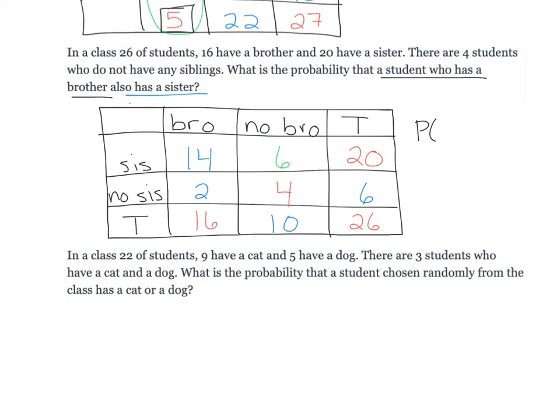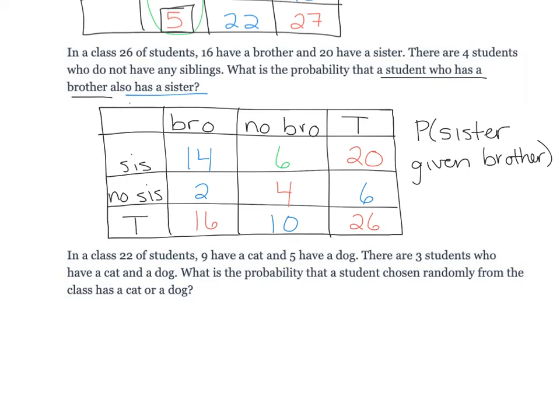This question is kind of a tricky one because it's a given without saying the word given. It says, what is the probability that a student who has a brother also has a sister? They didn't say, does the student have a brother? They said the student does have a brother. So that's given. The given information here is that they have a brother. So we're finding the probability of a sister given that they have a brother.